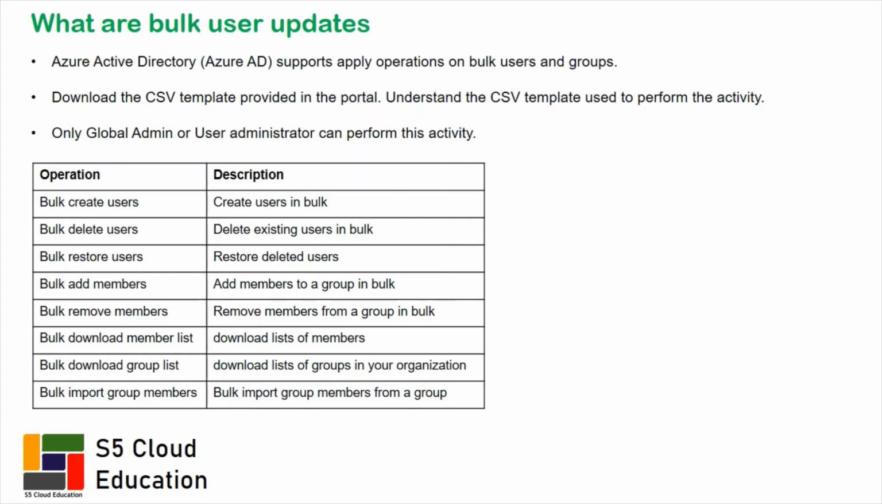Azure Active Directory supports applying operations on a bulk set of users and groups. Basically, Azure provides you with a CSV template that we need to download and fill in the fields that they have requested, and submit it back. Only a global admin or user administrator can perform this operation.